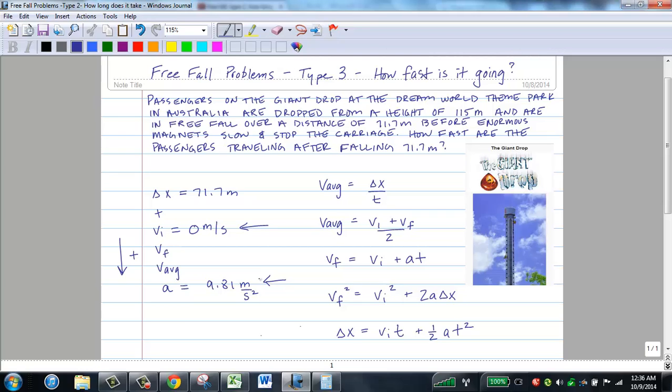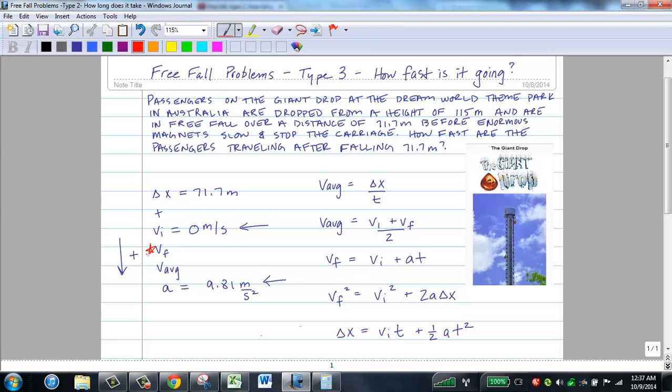This problem asks how fast are the passengers traveling. So we're trying to find out a velocity. It's important to recognize that you're trying to find out the velocity at the end of the acceleration. You're trying to find out the velocity at the end of the free fall. So you're actually trying to find the final velocity, not the average velocity.